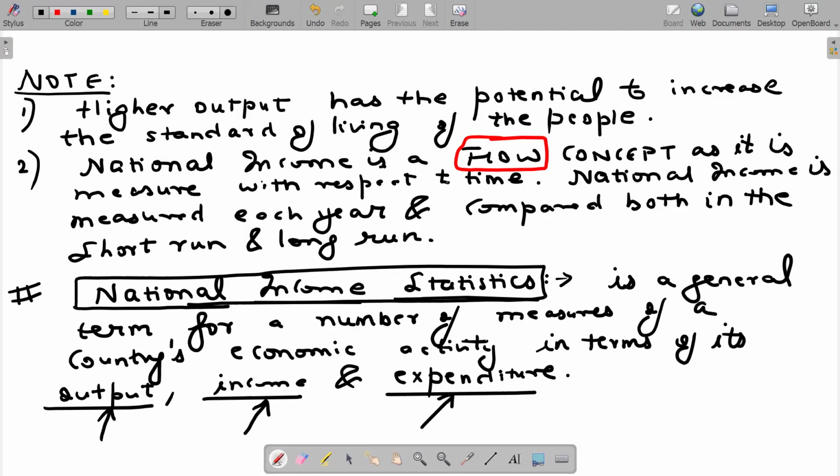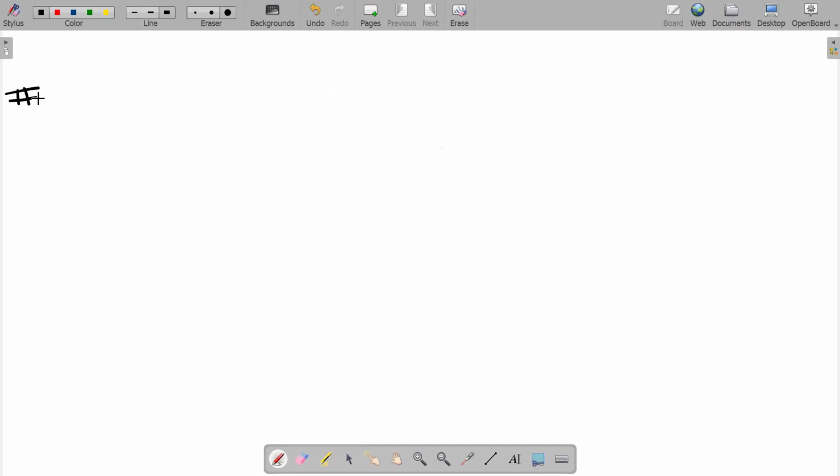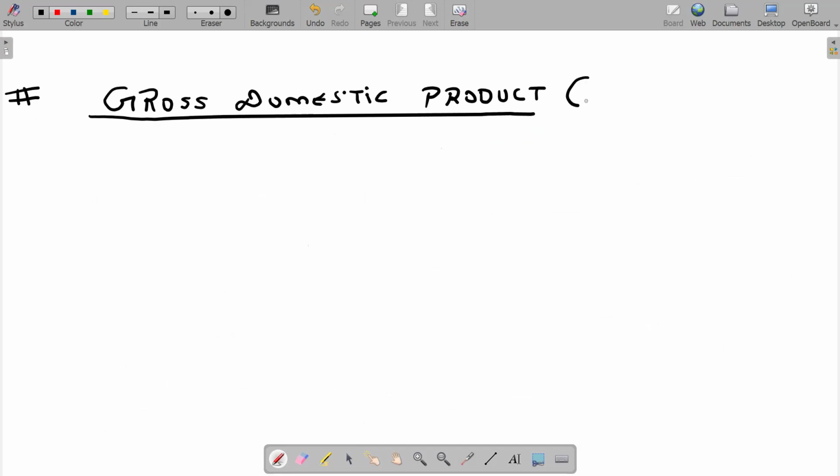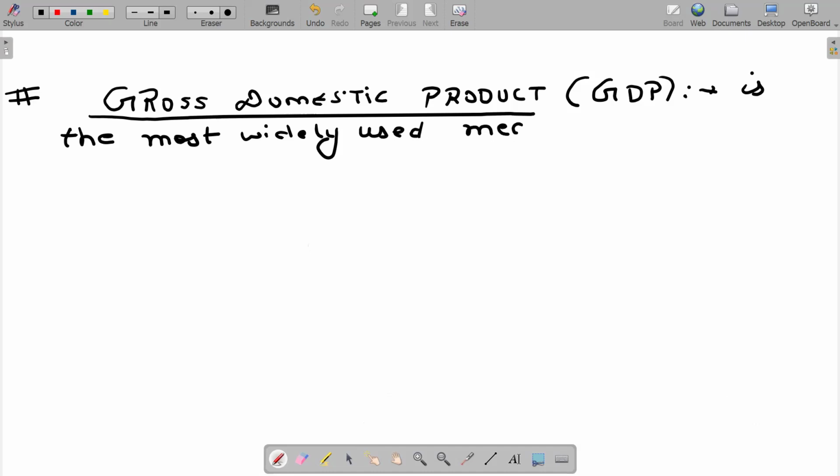Okay, so now let's look at the first national income statistic, which is very famously used, most widely used, called the gross domestic product. So let's look at gross domestic product, very famously also called GDP. This is the most widely used measure of national income.